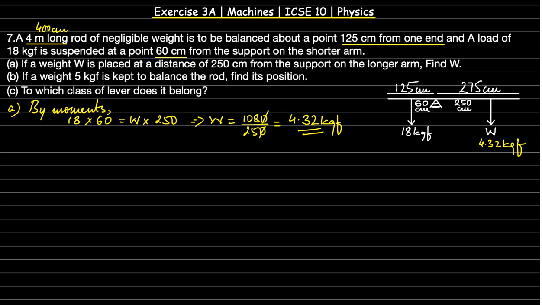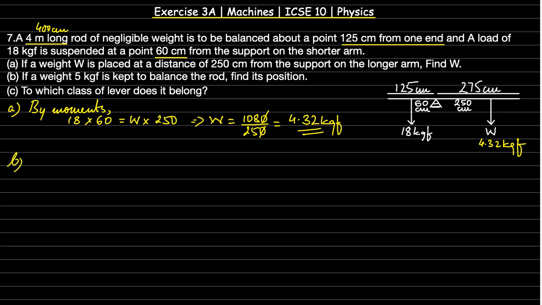Now the next part of the question asks, if a weight of 5 kgf is kept to balance the rod, find its position. Now we need to find the position of a 5 kgf that is being kept. So this is a separate case. So here we would not be considering the W. So we would be considering only the left side weight. So the left side weight, again we will go by moments.